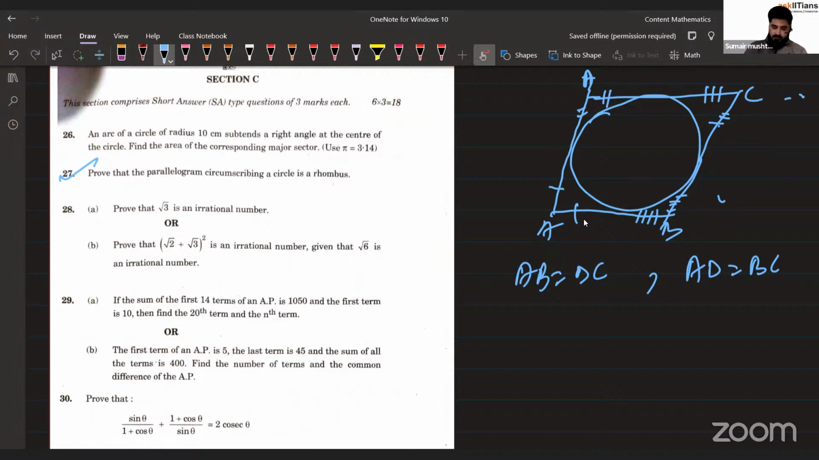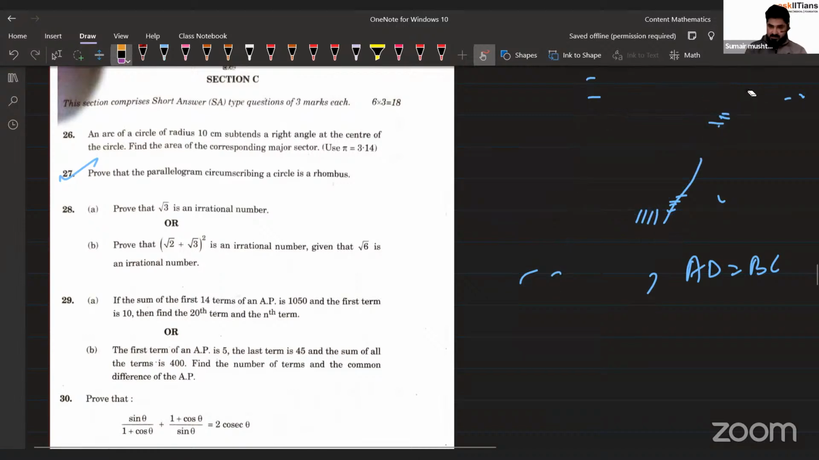If you want, I can show it to you, but this is very easy. When you prove this and this are equal, add them all, and you will get the answer. Clear? How many of you have done this? I hope you have done this. Okay, so this was an easy one.